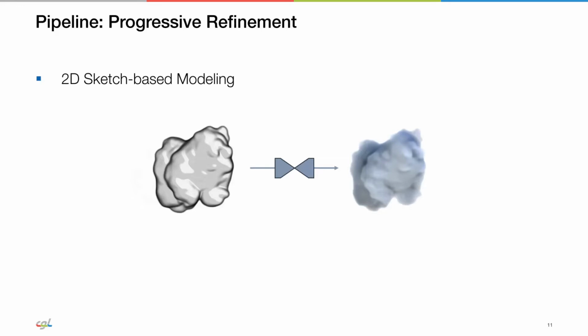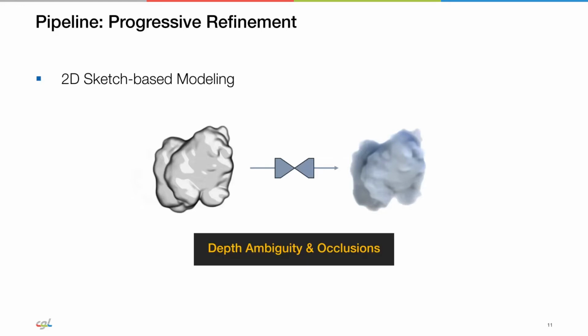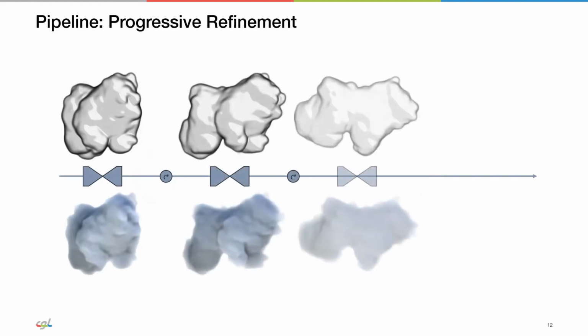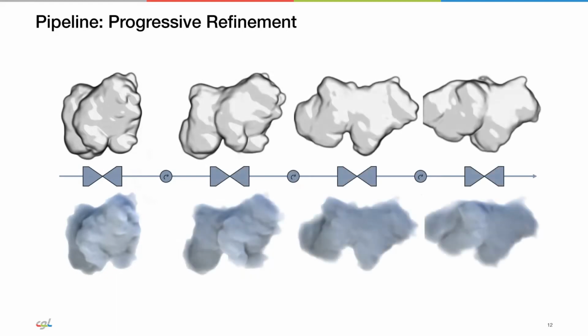One major challenge of sketch-based modeling lies in the depth ambiguity and occlusions that cannot be captured from a single viewpoint. Thus, we progressively refine sketches at different angles inspired by Delanoy et al., and hence iteratively update and relocate smoke structures. Finally, our method delivers two key properties while authoring.